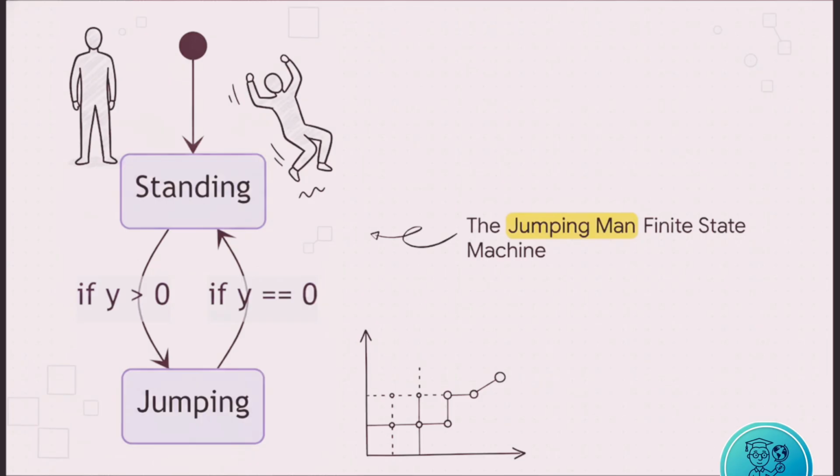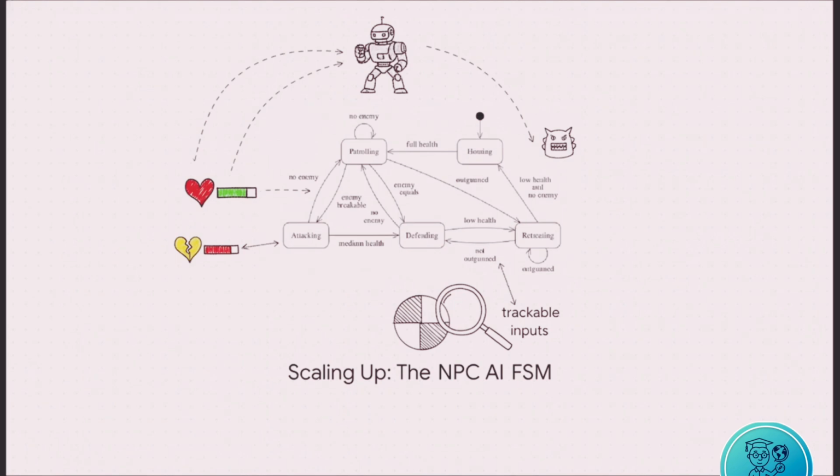To actually fix this ABC problem, we first need to take a look at finite state machines. Check out this simple diagram of a jumping man FSM. The system uses one specific input, the y-coordinate, to smoothly dictate the transition between two distinct states, standing and jumping. It's simple, but highly predictable. And you can immediately see how this exact FSM concept scales up to manage incredibly complex behaviors. Just look at this AI state machine. The NPC smoothly shifts from patrolling to defending to retreating, based entirely on distinct trackable inputs, things like health levels or enemy proximity. It becomes a closed system with trackable, strictly defined states.